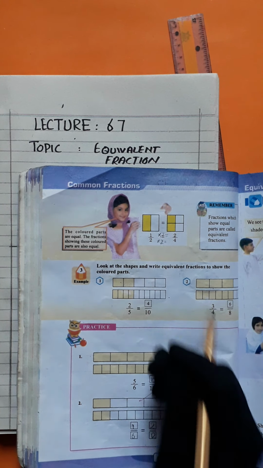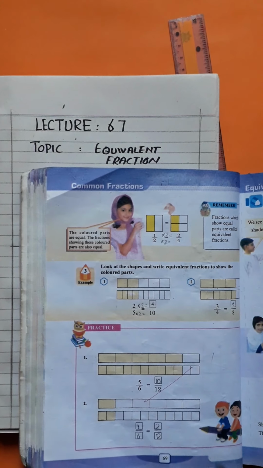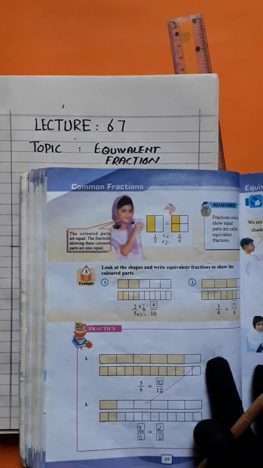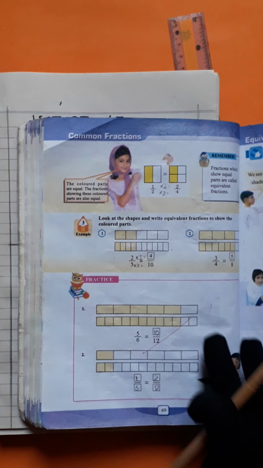These are equivalent. And if you divide this 4 by 2, you get 2. And if you divide this 10 by 2, in reverse, then you get 5. Okay, just like this one figure. Now look at the practice question.